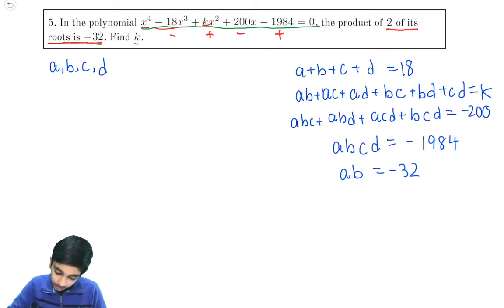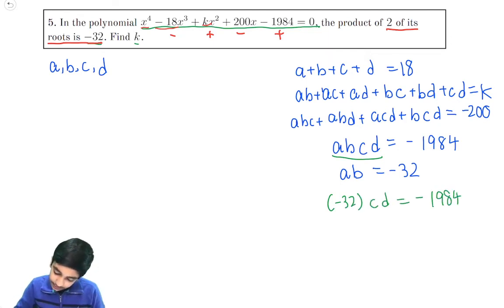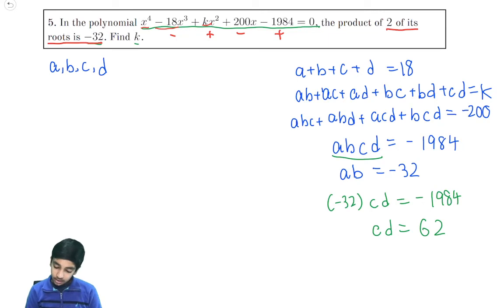Okay, so then you can say that ABCD is negative 1984, and AB is negative 32, meaning that negative 32 times CD is negative 1984. We divide negative 32 from both sides to get CD is 62. Okay, so CD is 62 and AB is negative 32. Now what can we do?